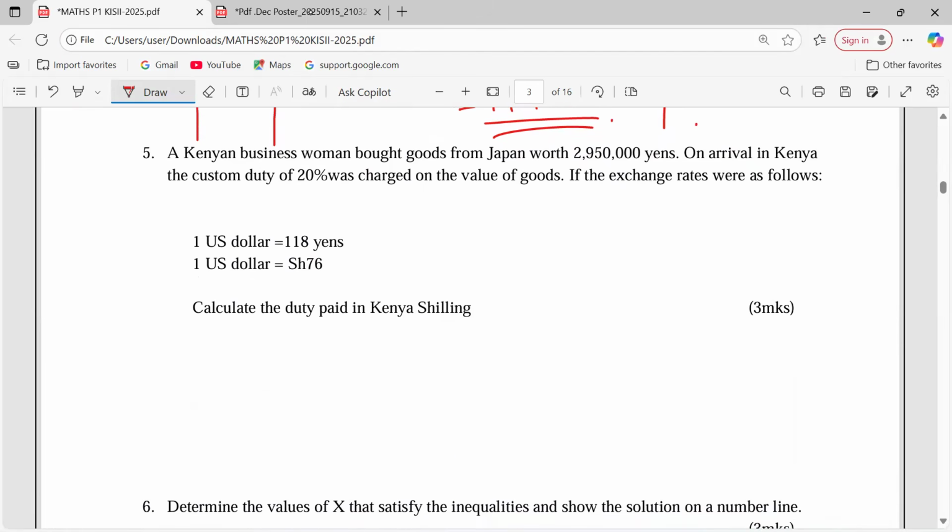So the custom duty is 20% of the value of goods. The businesswoman had imported goods worth 2,950 thousands, so the duty is 20 out of 100 multiplied by 2,950,000, giving us 590,000 yens. But now we need it in Kenya shillings.